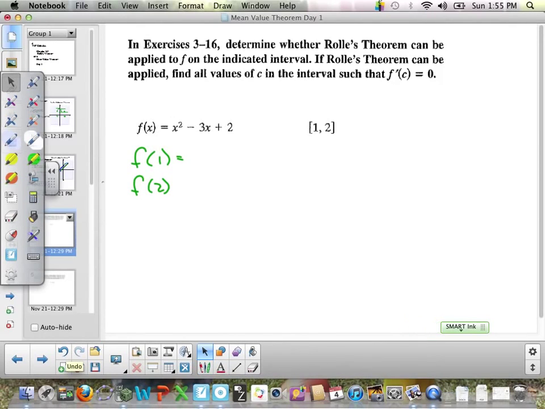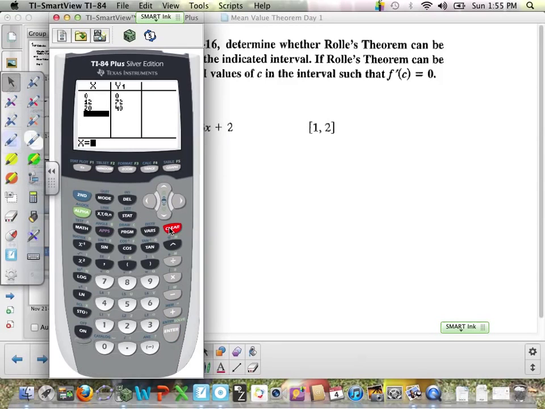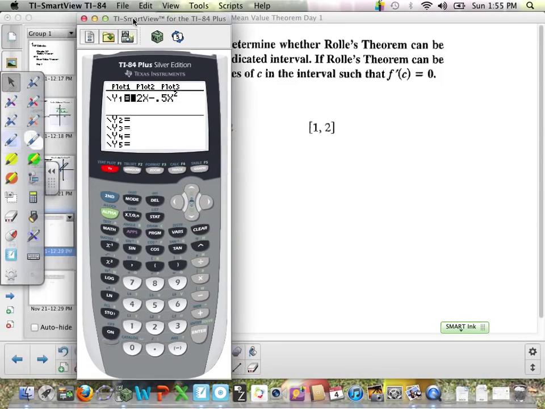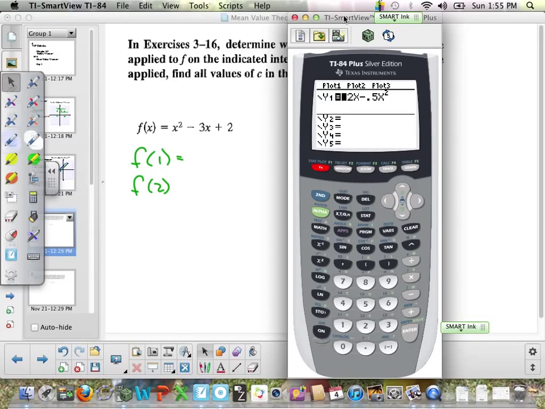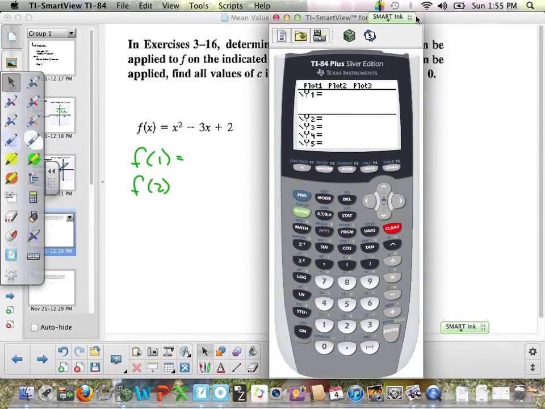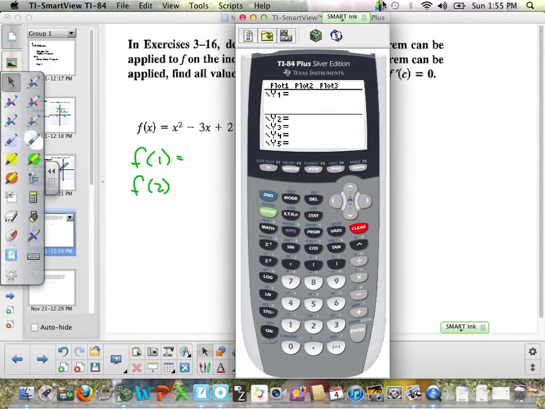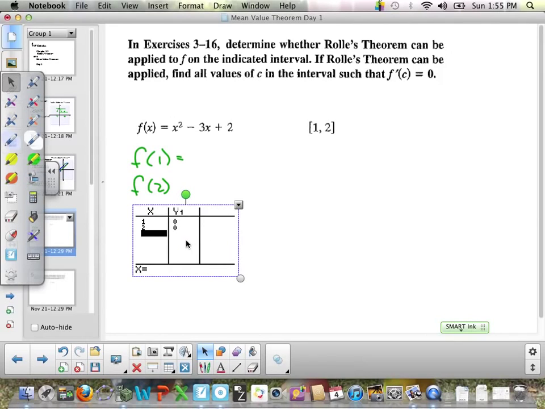All right, quickly grab a calculator to do that. My function is x squared minus 3x plus 2. F of 1 is important. F of 2 is important. All right, so we can see that f of 2 does equal f of 1.